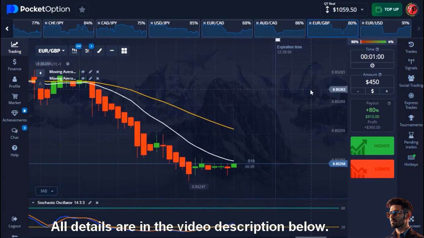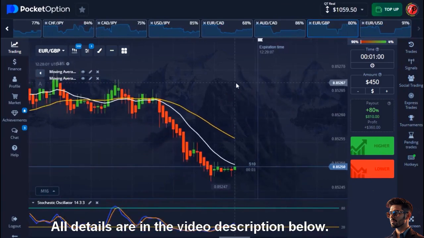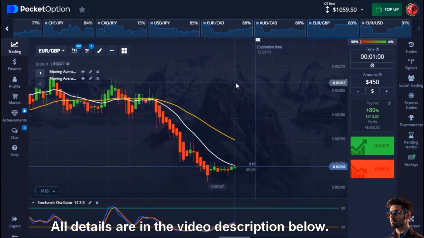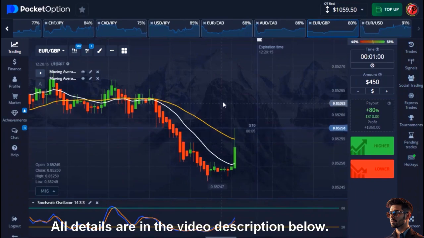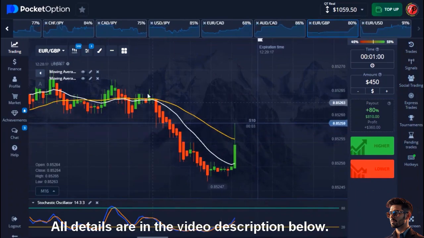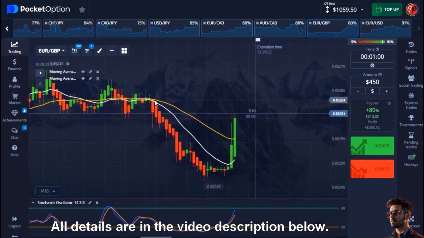So over here, I hope you actually understand the strategy. The strategy is very simple. The rules are very simple. The number one thing is to always make sure that you're having a stable trend, either downtrend or uptrend. After that, make sure that the intersection of both your moving averages confirms the trend, either up or down, and the same thing applies with your stochastic oscillator.